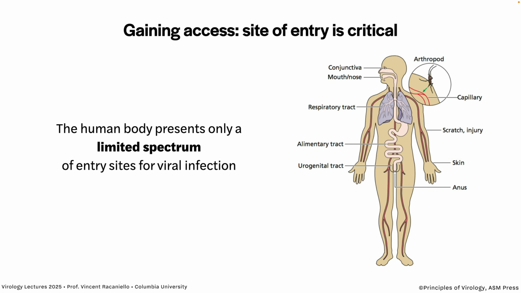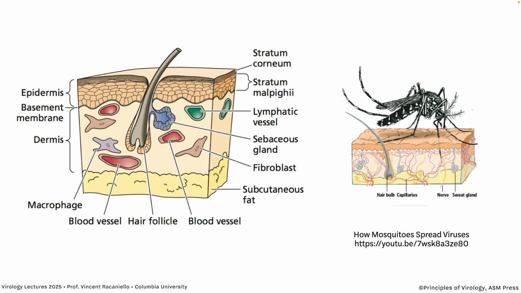All right, let's talk about getting in. The body has only a few places where viruses get in. It's pretty well protected, and they are shown here. There's the skin, there's the mucosal tracts, the respiratory, alimentary, your genital tract, the conjunctiva of the eye. Not much else. So let's cover these in some detail.